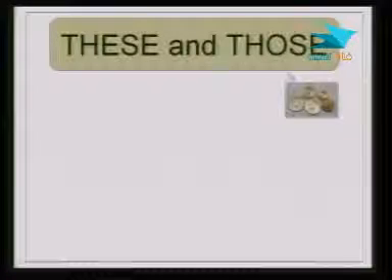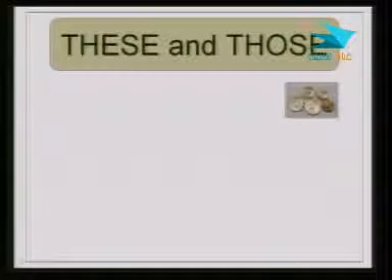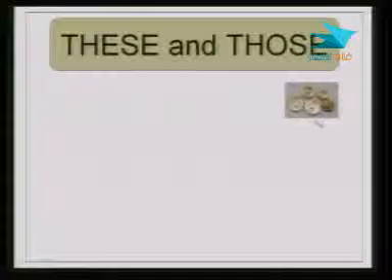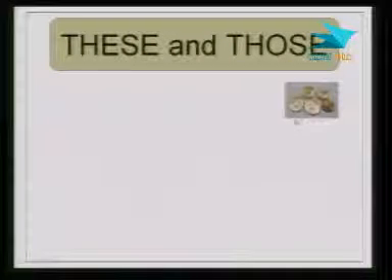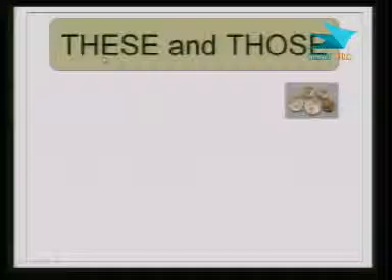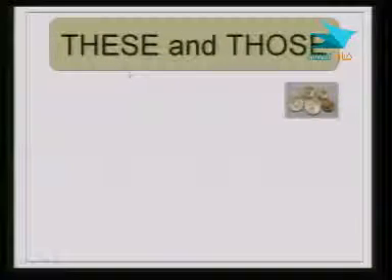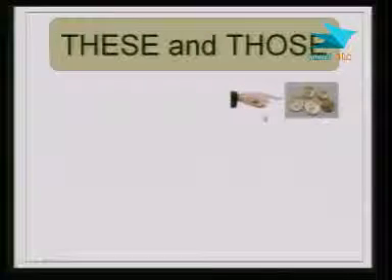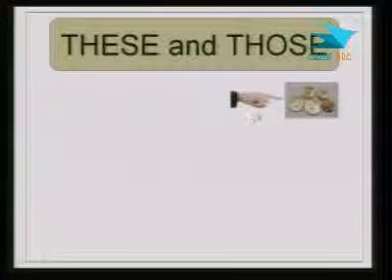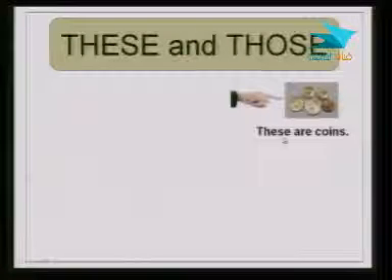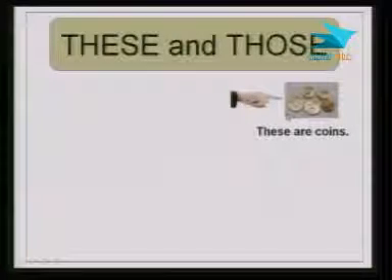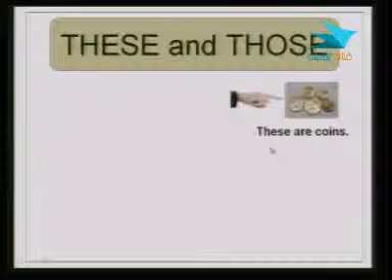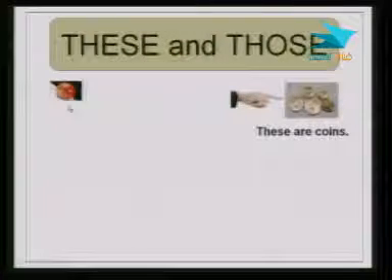Okay. These and those. Now, what are these? Look how many objects we have: 1, 2, 3, 4, 5. So that's plural. So we use these or those. If they're close, if they're here, near to us, we use these. And of course, the hand is very close, so that's these. These are coins.